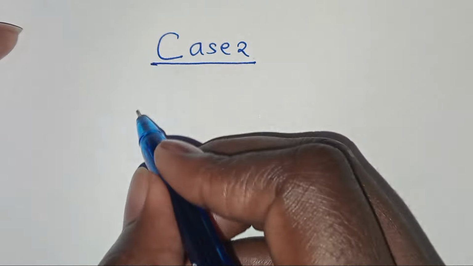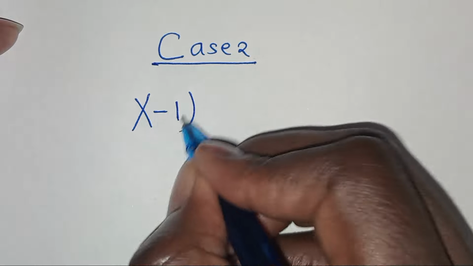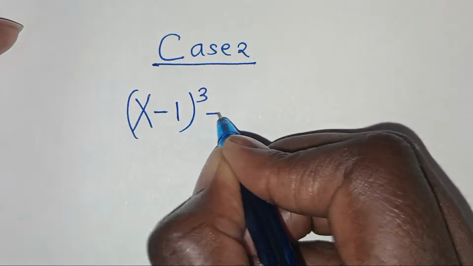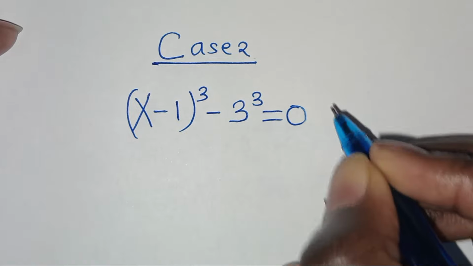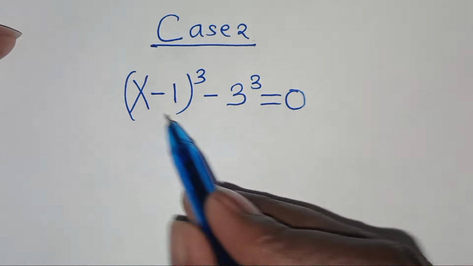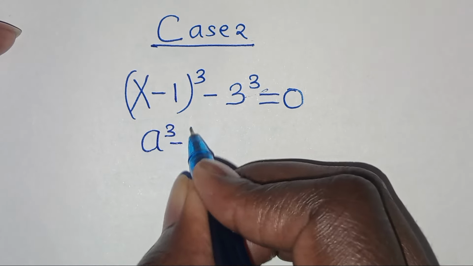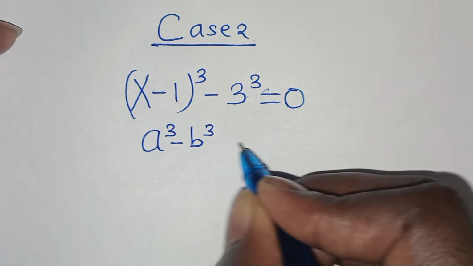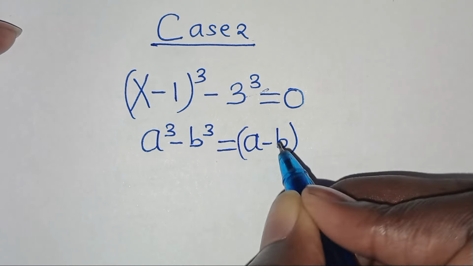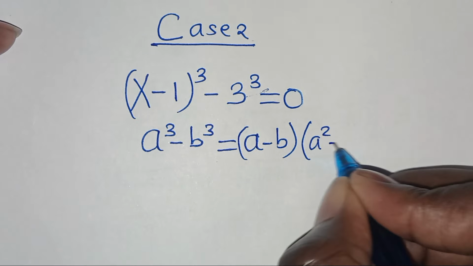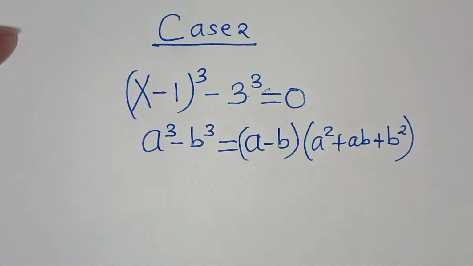Now in case 2 here we have x minus 1 to the power of 3, then minus 3 to the power of 3, which is equal to 0. This equation is the difference of two cubes, expressed as a to the power of 3 minus b to the power of 3, which we can express as a minus b times a to the power of 2 plus a times b, then plus b to the power of 2.